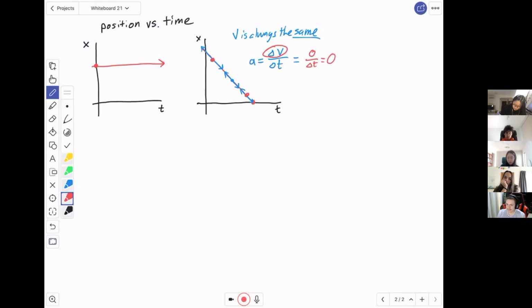So Sem said, well, the acceleration is constant. Yes, it's constant. It is constant at 0. There is no acceleration here. Because the line is a straight line, the velocity or the speed is always the same. Questions?